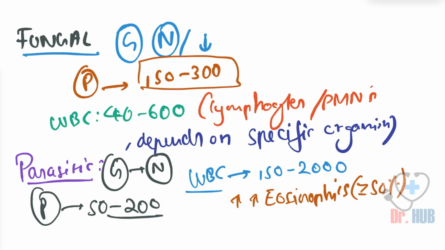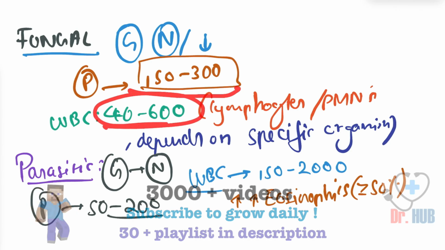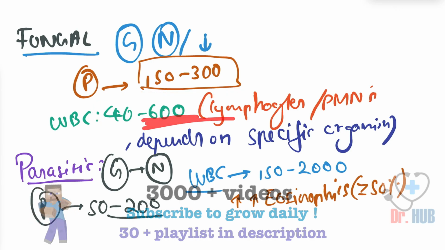So just to recap what we did here, we discussed the fungal. The glucose level remains normal or it can also decrease. The protein is 150 to 300. And then what about WBC? WBC is higher. It can go from 40 up to 600, and it includes the lymphocytes, the PMNs, and it depends on the specific organisms as well.